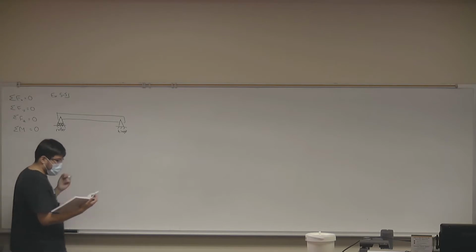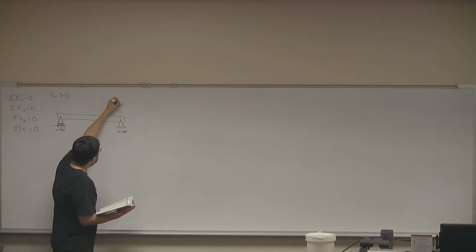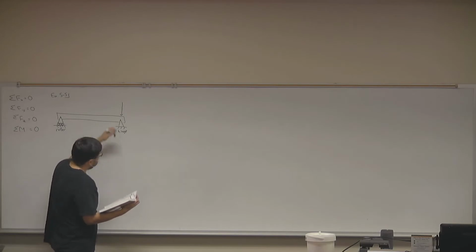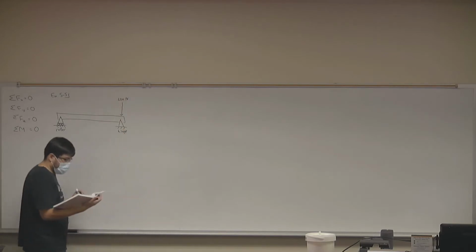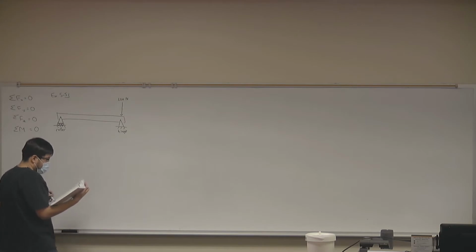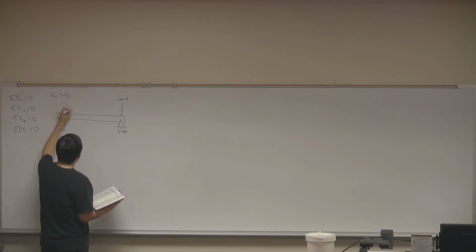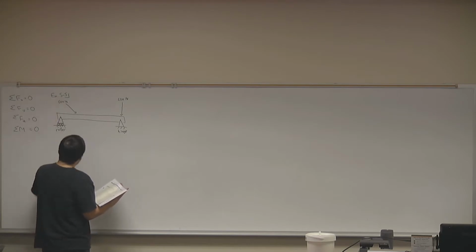Let's say that we have a couple of forces acting on this beam. We're going to start with a 200 Newton force at one end of the beam where the hinge is, a 600 Newton force at an angle of 45 degrees.